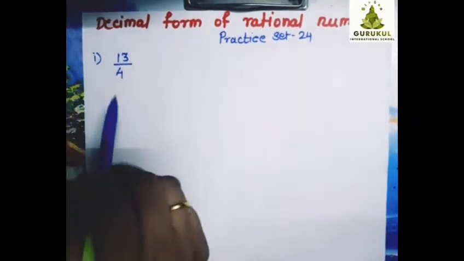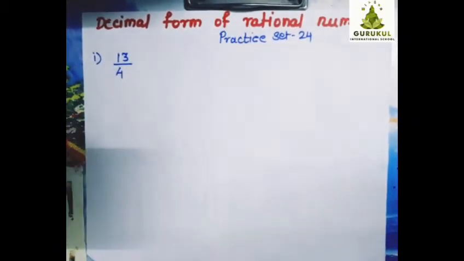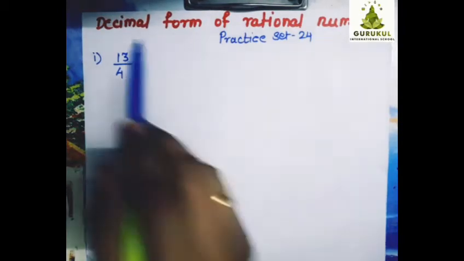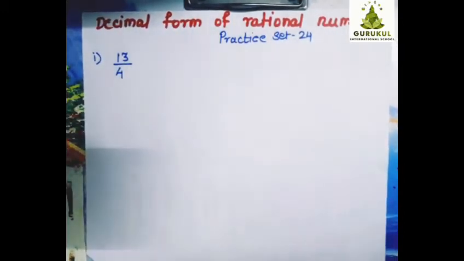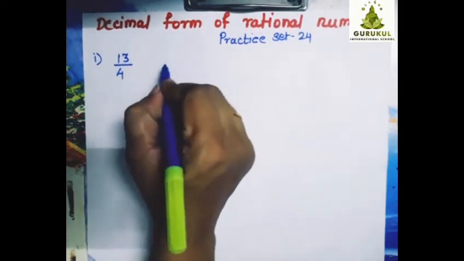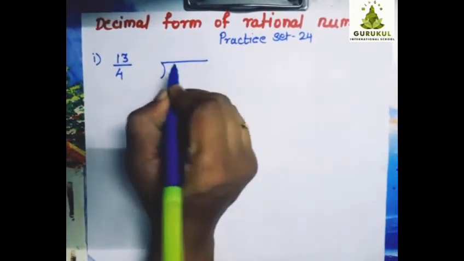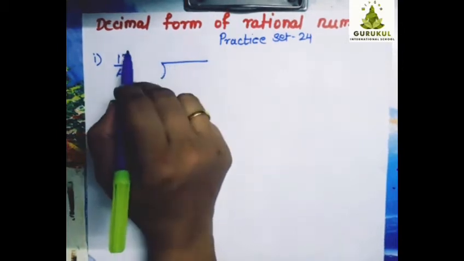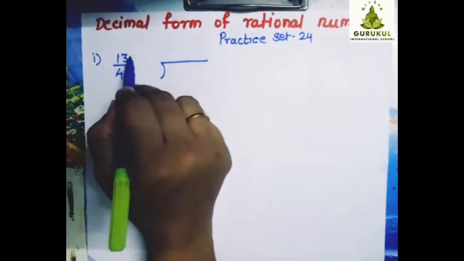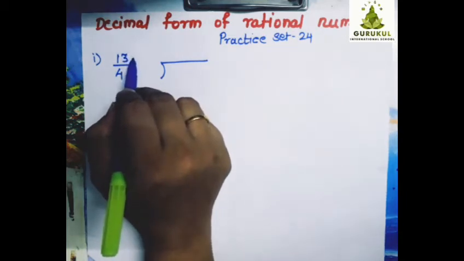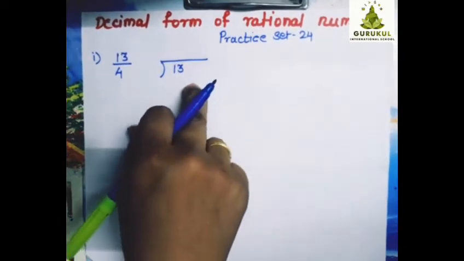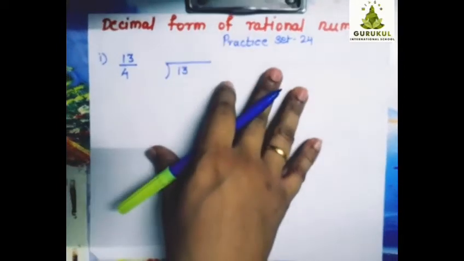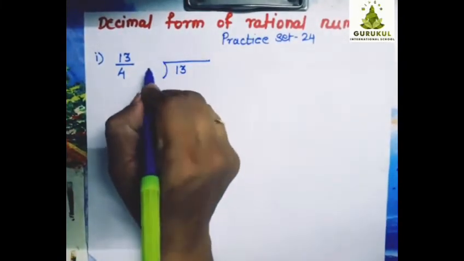We call this a rational number: the numerator is 13, the denominator is 4, and we read it as 13 upon 4. Now what is our method to convert a rational number to decimal form? It is the normal division method which we are already familiar with. We have to write the division symbol. The numerator you have to write as the dividend, inside the division symbol, and the denominator on this side.